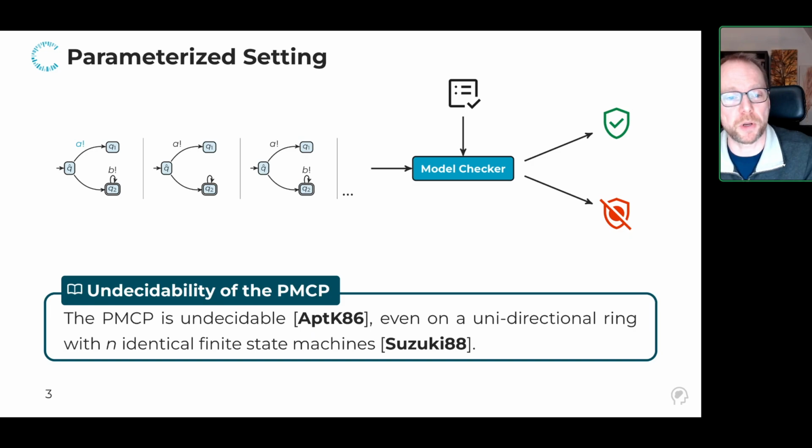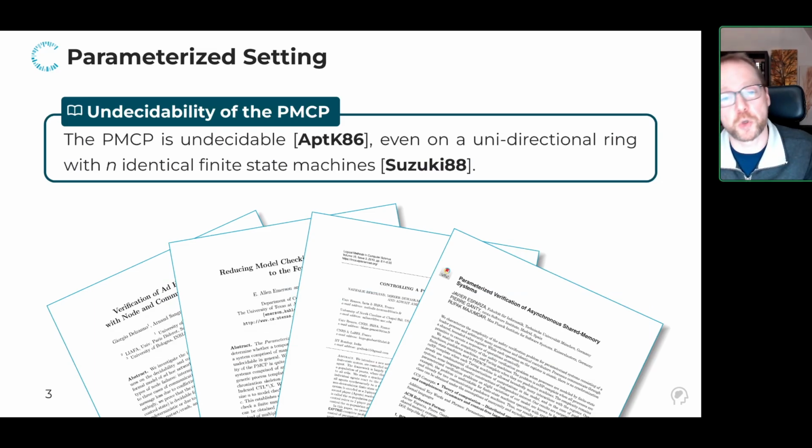Now, when we're talking about parameterized model checking, the problem has long been known to be undecidable, even in case that we have identical finite state machines that all execute the same program. This problem is not decidable in general. So because of that, there are 2 ways out of that. One is we drop decidability. We go to a semi-decision procedure and have something like in software model checking where we don't know whether it will terminate or not. Or, and that is the point of this talk, we want to have a decision procedure.